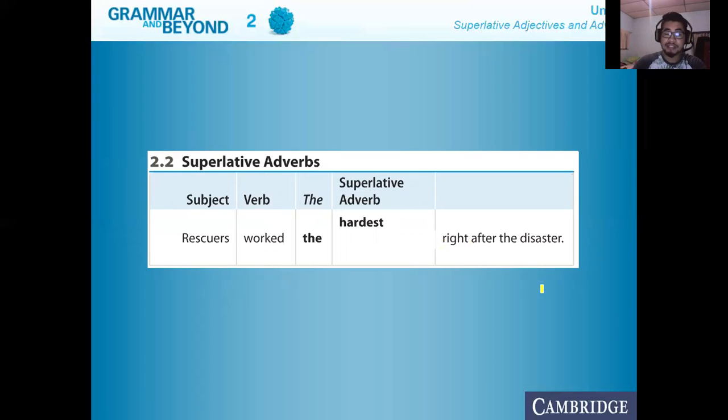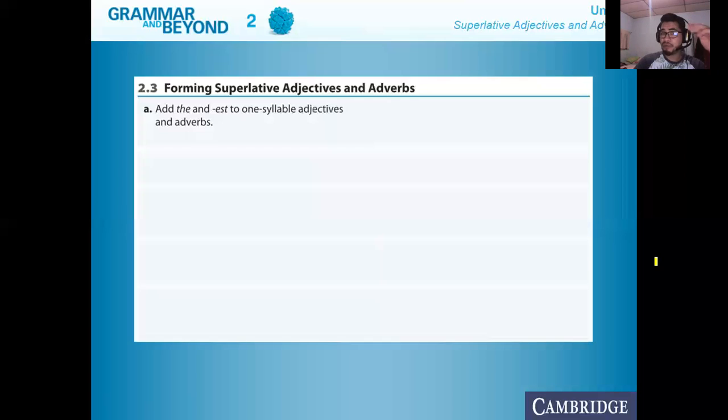And then right after the disaster, since we're talking about hurricanes, let's suppose that there was a category 5 hurricane, a really devastating one. When this happens, if there is a lot of damage, they were working there. Nobody worked as hard as them, not even the authorities, not even the police, but they were there risking their lives and trying to get people out of the different places they were. Then we have other examples, like rescuers worked the most quickly right after the disaster, okay? Or the least efficiently. That means there were other groups of people helping and they were the least efficient of all. But now let's focus on the uses of this structure and the different rules that we should follow.